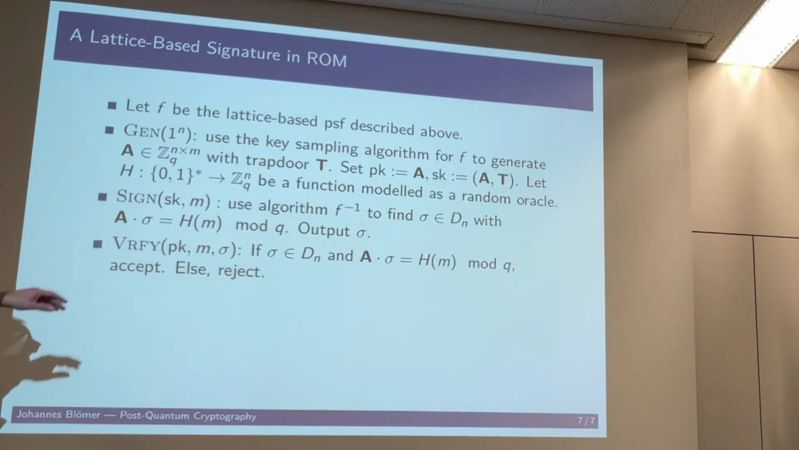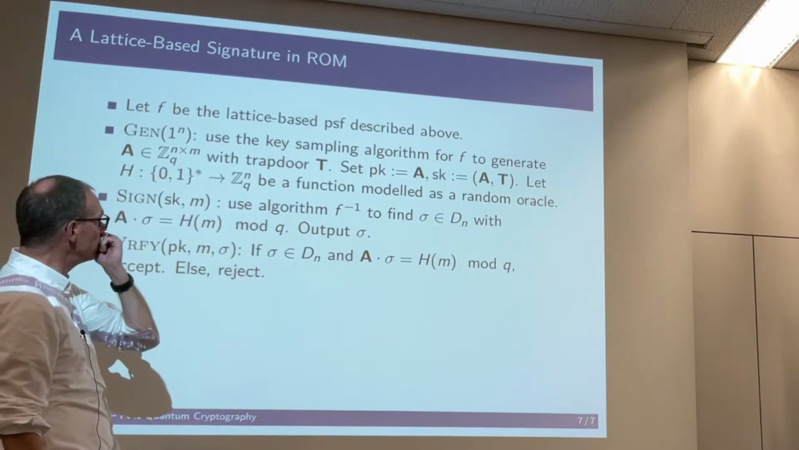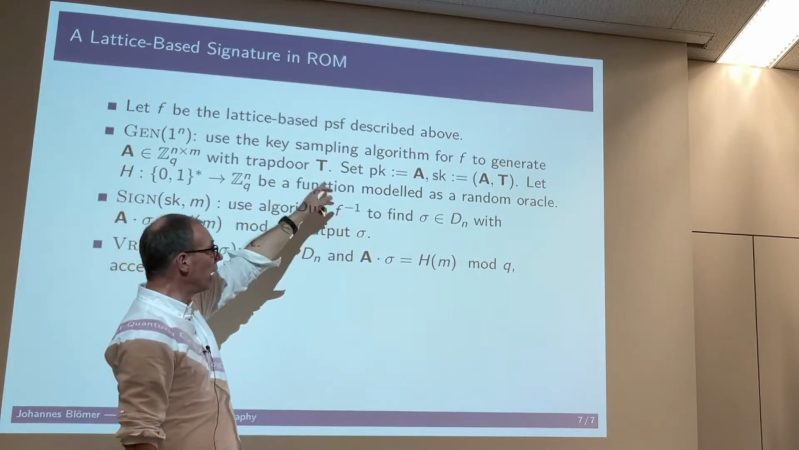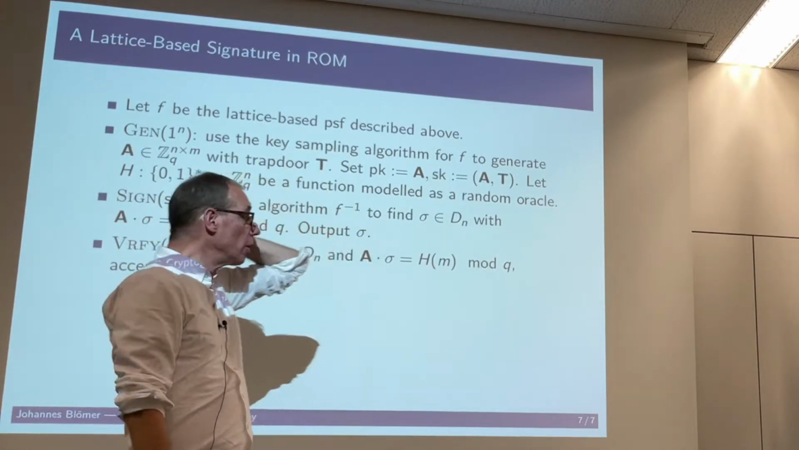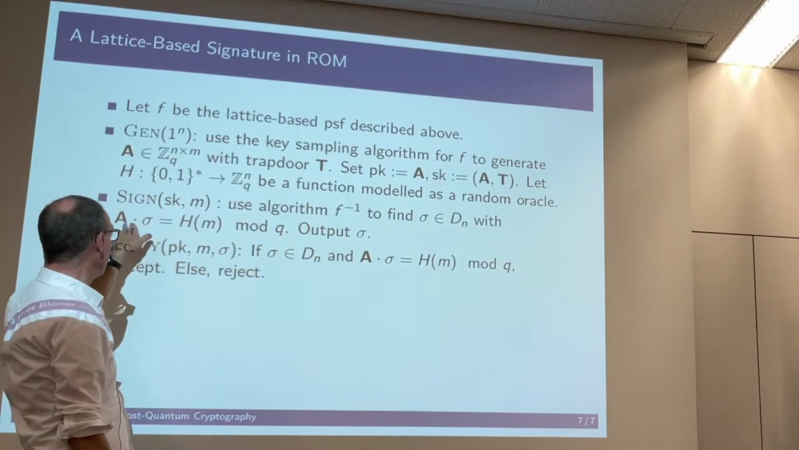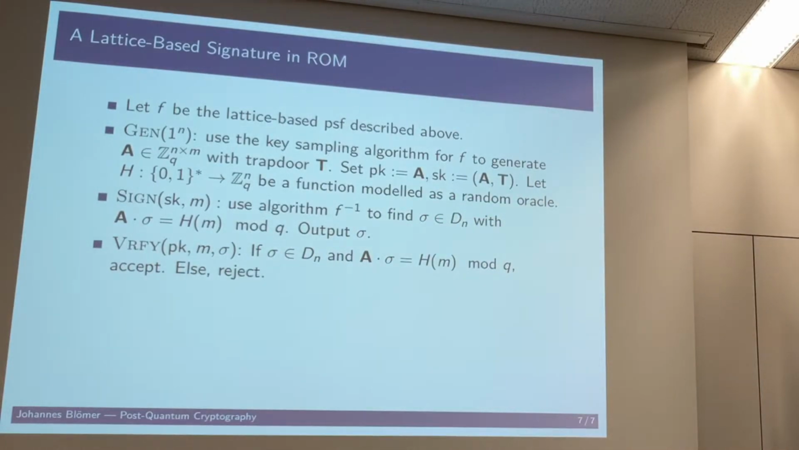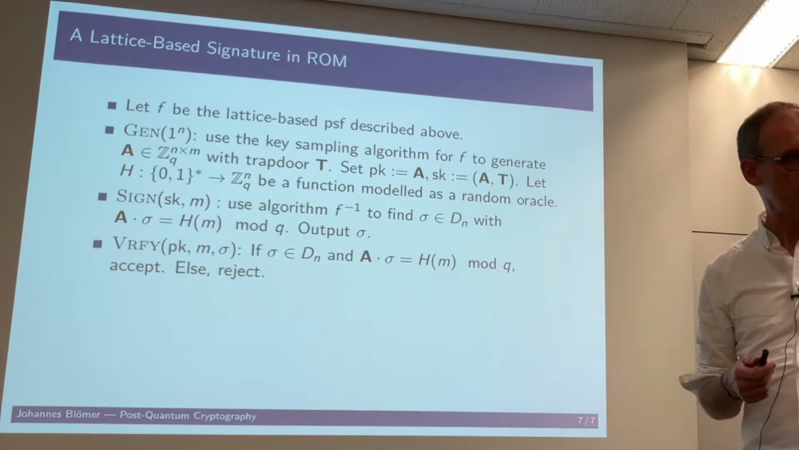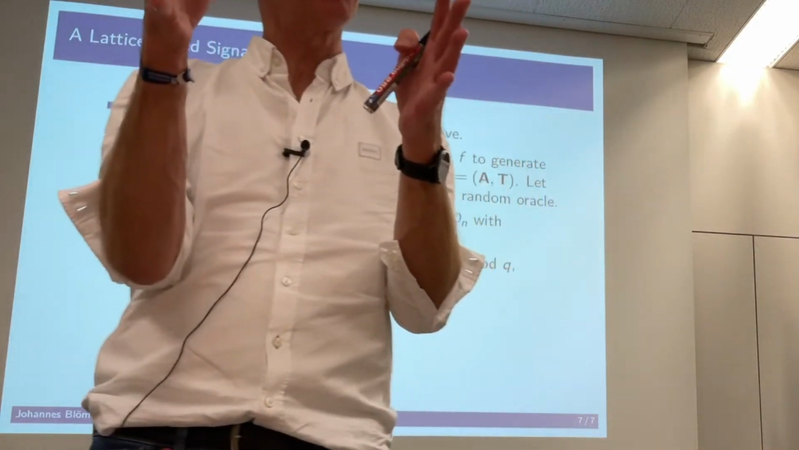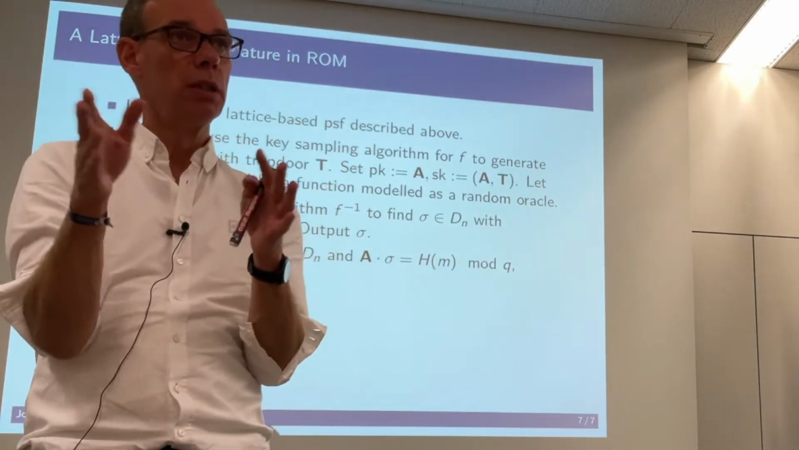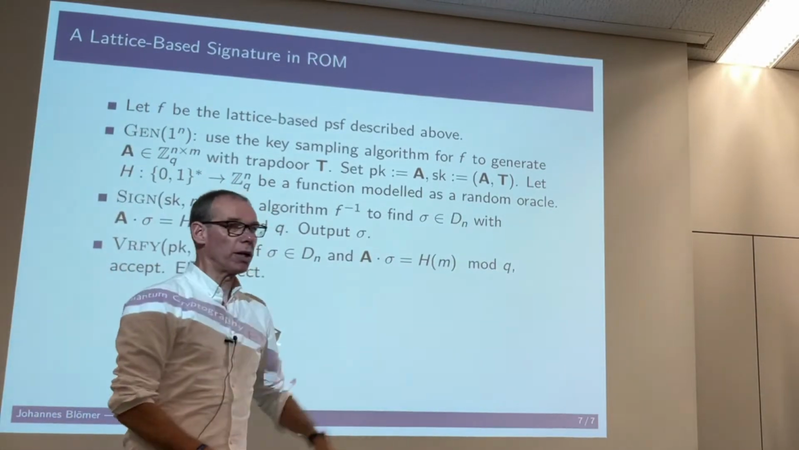Now, to sign a message using the secret key S, I use my inversion algorithm to find a sigma in D_n such that A times sigma is H of M. So H of M is the image of M under my random oracle. Well, find a pre-image for this random string. And I output sigma. And the verification does two things. First, it checks that sigma is in D_n, so it's short, at most S times square root of m. And second, it checks this equality. And that's it.